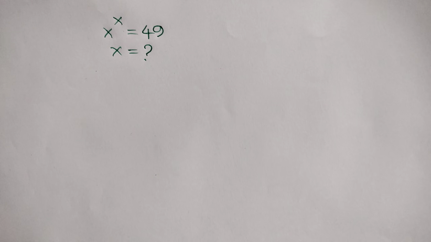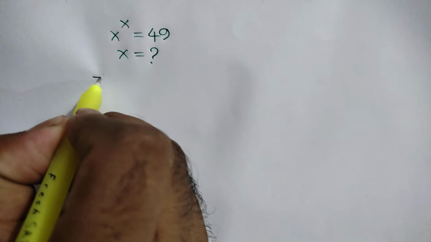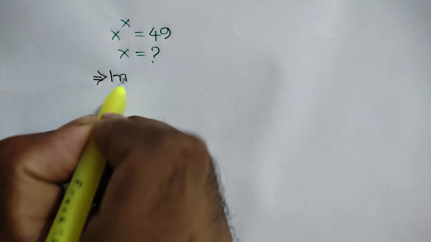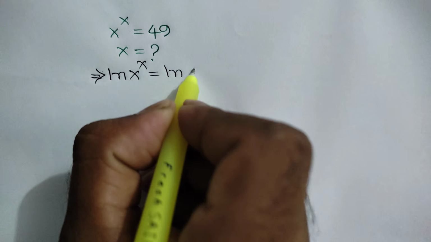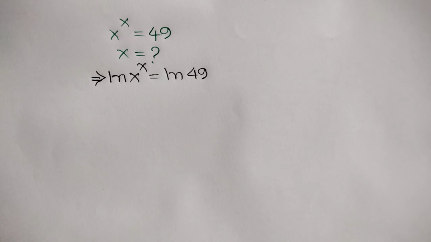Hi everyone, in this video I am going to show how to find the value of x where x to the power x is equal to 49. Taking ln on both sides, we can write ln of x to the power x is equal to ln of 49.